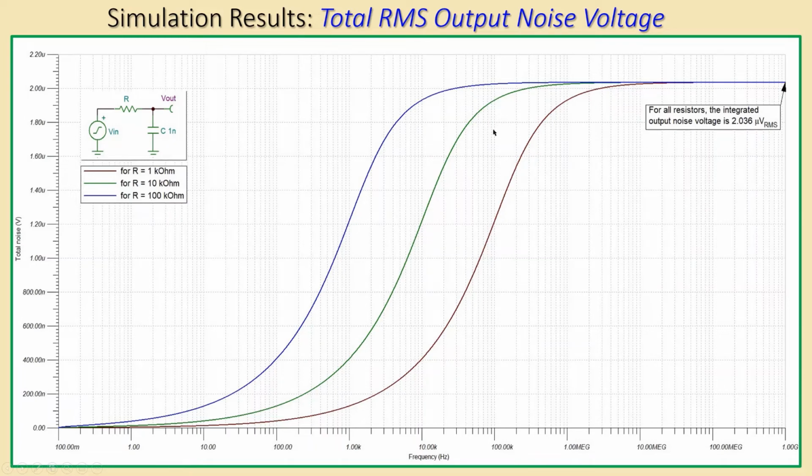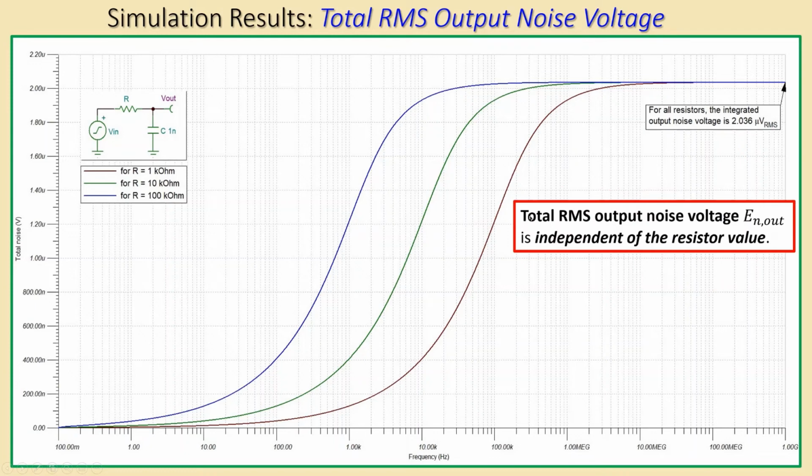It is not dependent on the resistor value, because this one is for 100 kilo ohms, this is for 10 kilo ohms and this is for 1 kilo ohm. It doesn't matter what the resistor value is, because your integrated output noise voltage, the RMS voltage, will be the same. So again, the total RMS output noise voltage is independent of the resistor value.